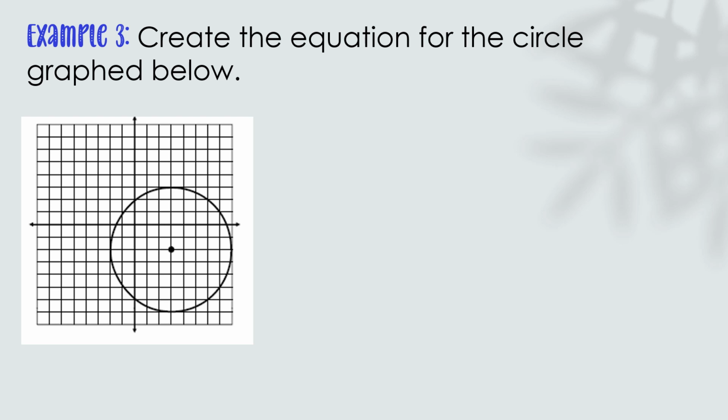All right, create the equation for the circle graph below. So same type of problems that we've been doing, except for we have to pick out the center and we have to pick out the radius. So the center, we're just going to count. We can see it right here. So let's look at those coordinates. We went to the right 3 and down 2, so that makes our center (3, -2). And then the radius, we're just going to have to count the length. So that would be 1, 2, 3, 4, 5 units. So our radius is 5.